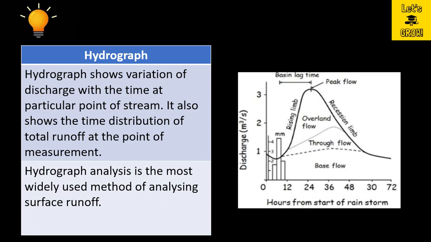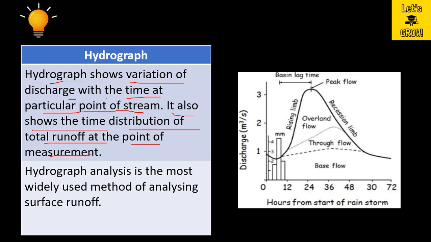Now we will discuss the hydrograph. The hydrograph shows the variation of discharge with time at a particular point of a stream. So in a stream or in a basin, for a particular point, how discharge varies with respect to time is generally represented by the hydrograph. It also shows the time distribution of the total runoff at the point of measurement. So at what particular time, what magnitude of runoff we are having.